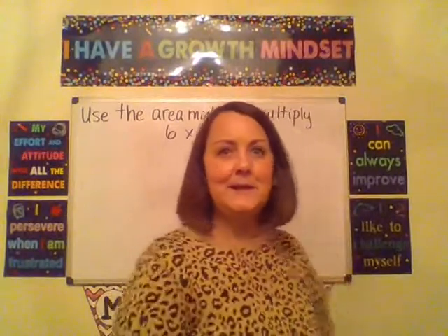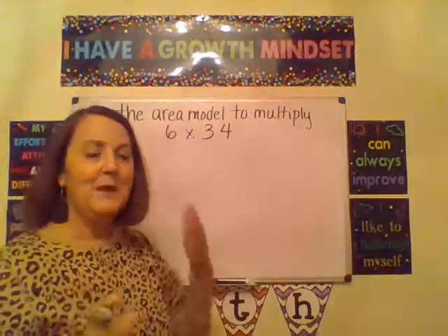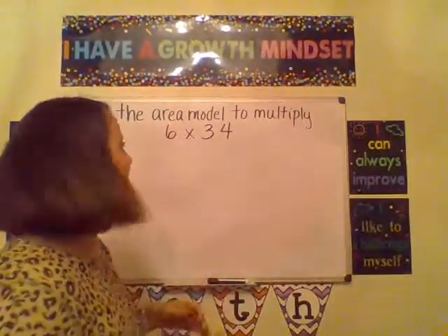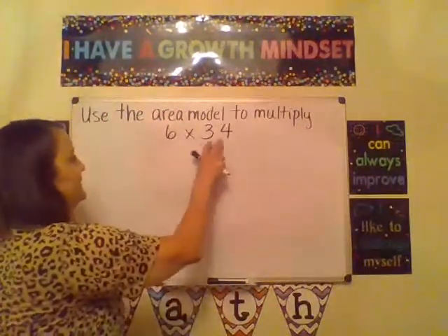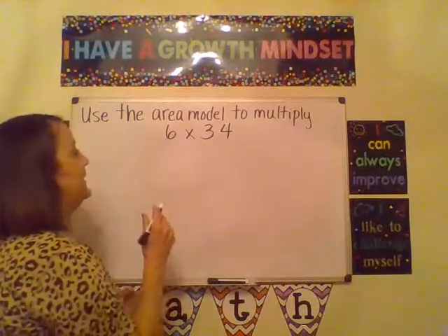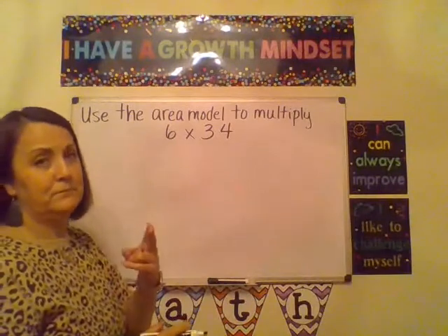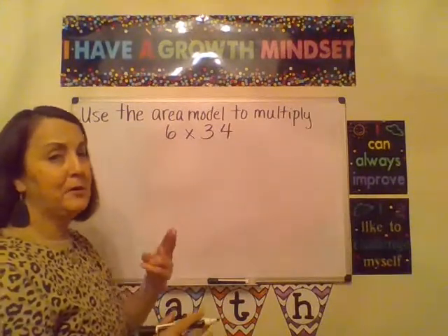All right, so here we go. This is an interesting strategy, but I really, really like it. Because we have a 2-digit factor, we are going to estimate and then do the area model.